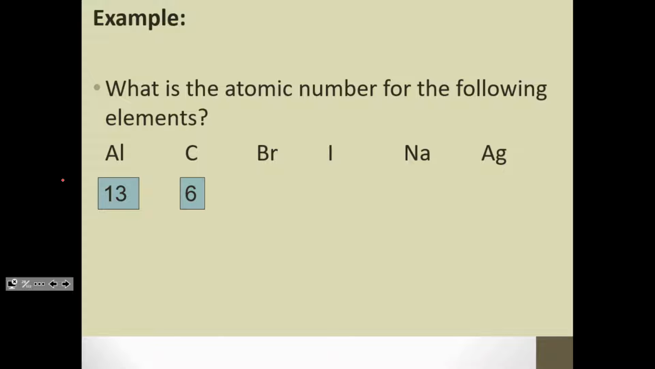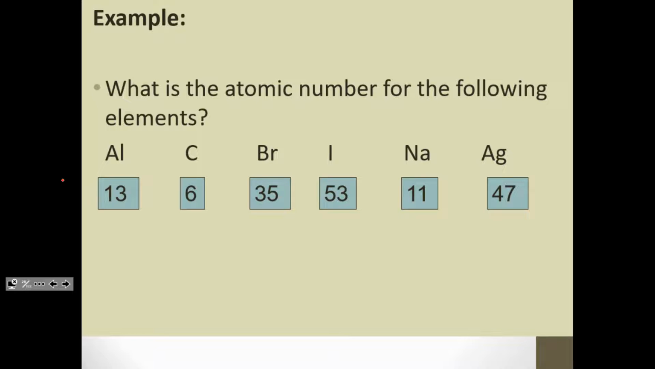Carbon is 6. Bromine's on the far right. It is a liquid at room temperature. That's going to be atomic number 35. Iodine is right below bromine in what we call the halogens, and that's going to be element number 53. Sodium is 11, and silver is 47. So we can identify elements based on their atomic numbers.